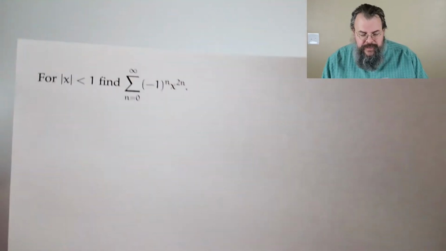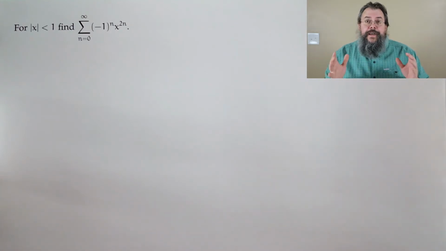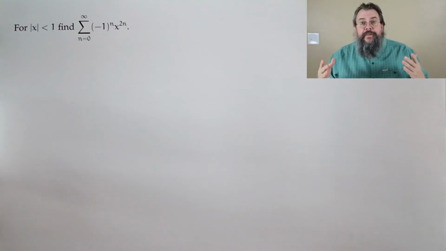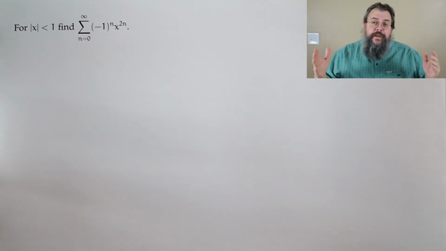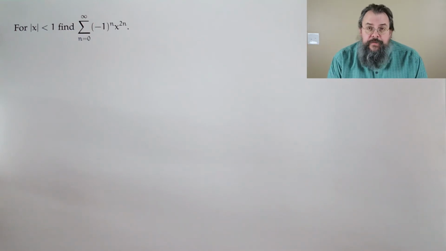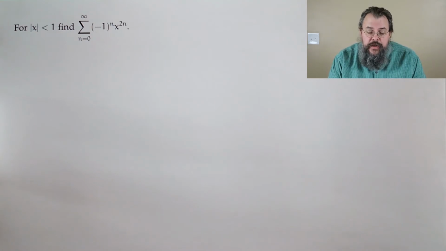All right. Well, let's keep going. So, our next problem. For the size of x less than 1. In other words, I'm thinking of x as some unknown quantity. If you want, you can think of it as a variable. Or you can just think of it as some number which happens to be small. We want to find the sum from 0 to infinity of minus 1 to the power n over x to the power 2n.